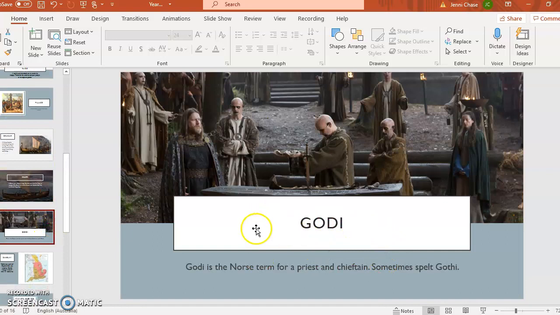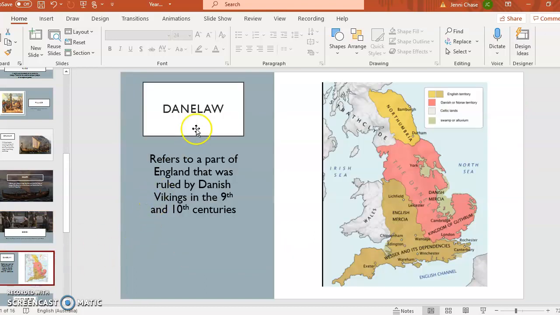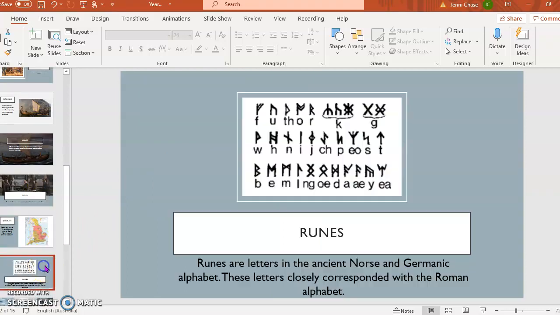Okay, Godi, or Gothi, is a Norse term for a priest and a chieftain, so kind of a local leader, sometimes spelled Gothi. They would lead some kind of pagan ceremonies. Okay, Danelaw. This one will come up later in the term. It refers to a part of England that was ruled by Danish Vikings in the 9th and 10th centuries. In this map, all of this pink area of what is now England was ruled by Danish Vikings under the Danelaw. We'll come across that term a lot more in a few more weeks.